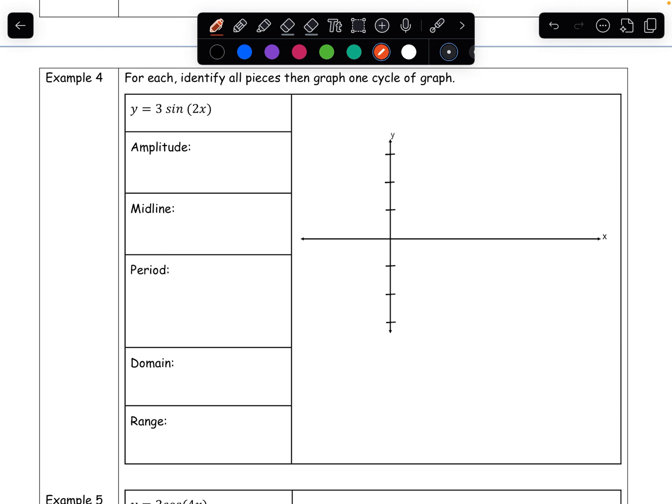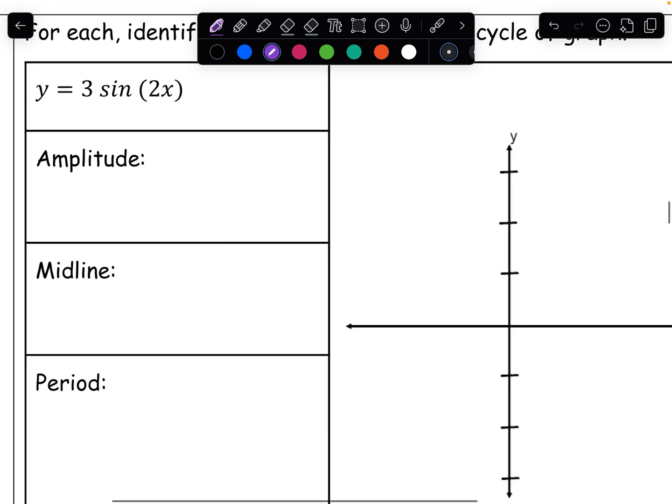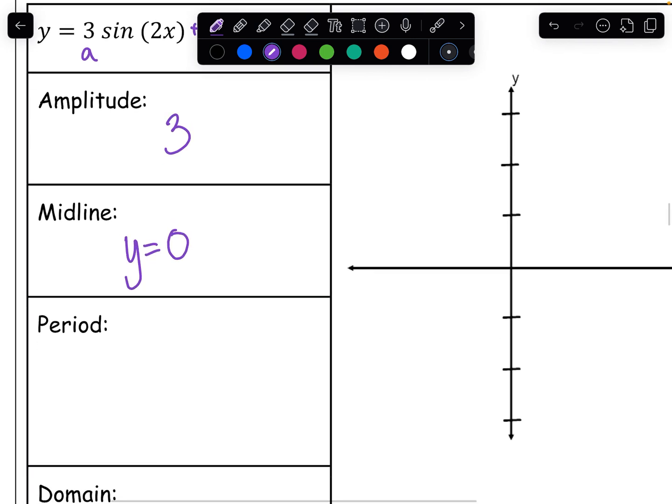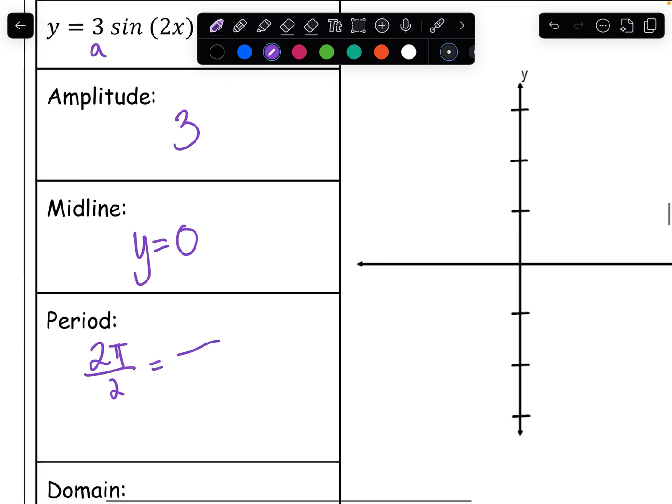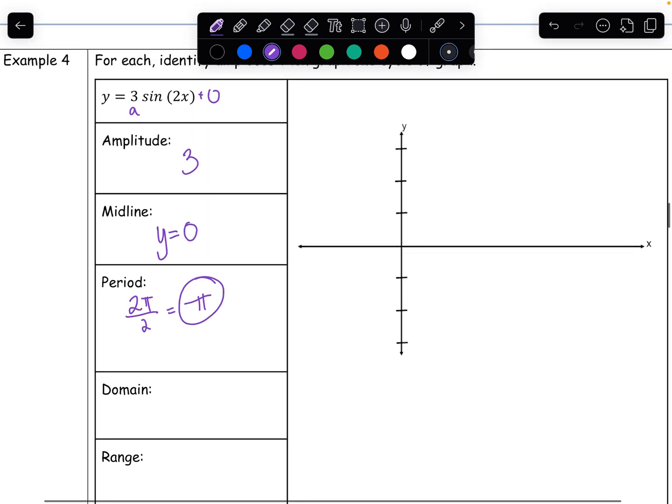So to graph sine, here we go. Our amplitude, that's our a value, which is 3. Our midline, there's no d value, so it's y equals 0. Our period is 2 pi divided by our b value, so it is pi. You know what's really cool? Our domain we can write as negative infinity to infinity.